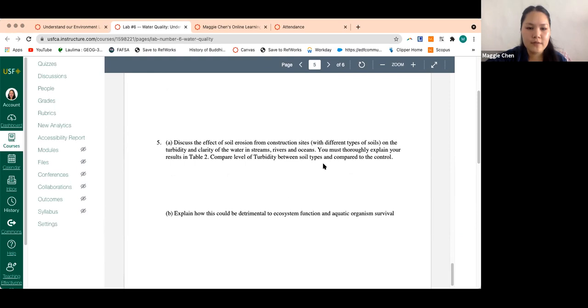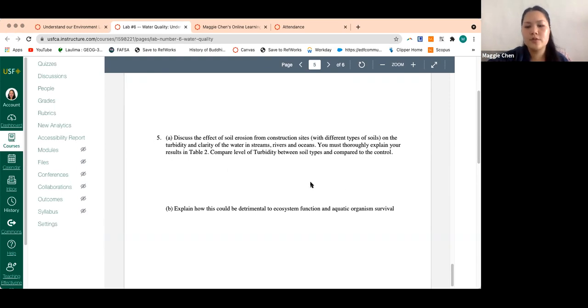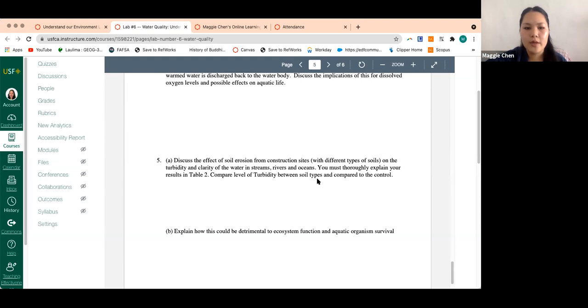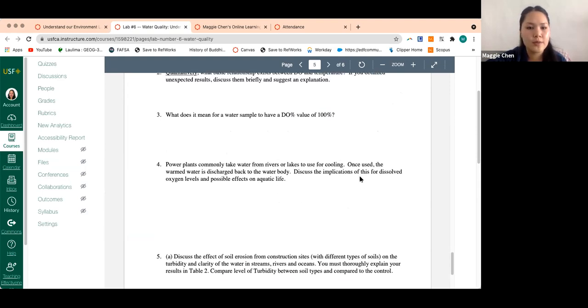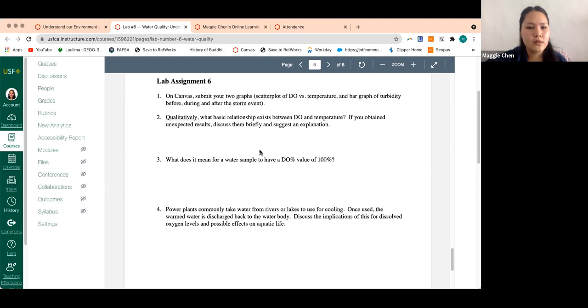And for question 5, discuss the effect of soil erosion from construction sites. You're referring to that bar graph, that column chart that we made with the different soil types. What does that mean for turbidity and clarity with the different particle sizes? Just refer to your table when you're answering this question. And then there's part B, where you're talking about what it means for the ecosystem with erosion control, and as your water gets more turbid or cloudy. These are the questions that you'll be answering for Lab 6. You'll answer them on a separate Word doc and then turn it in along with your Excel sheet.